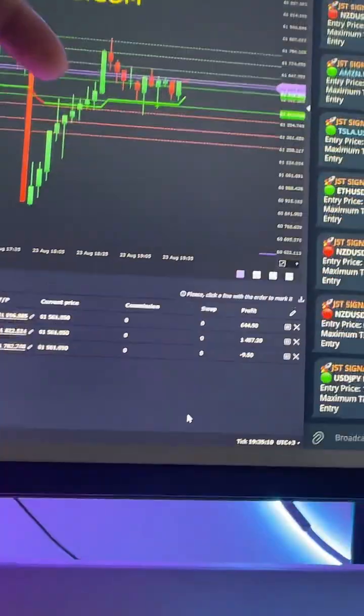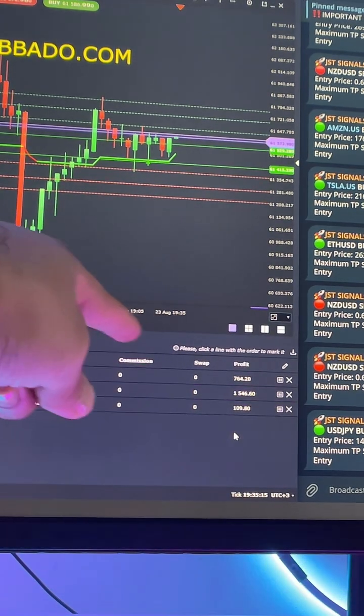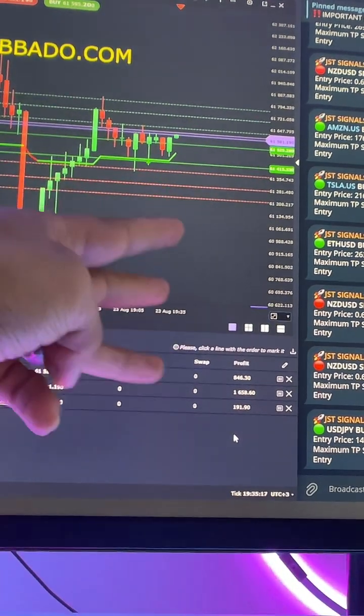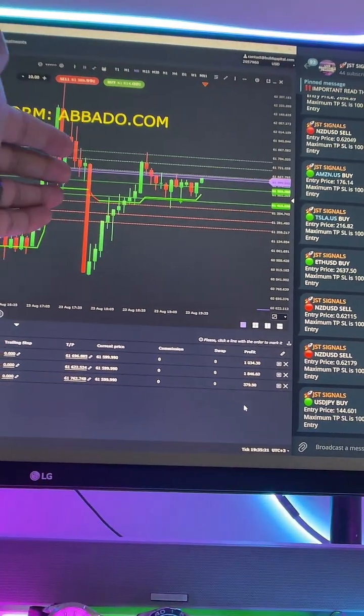Oh my God, guys, check this out. We're at $700 in profit on one, $1,500 in profit on another. Guys, all three of our trades are now in profit. Congratulations to everybody following along.